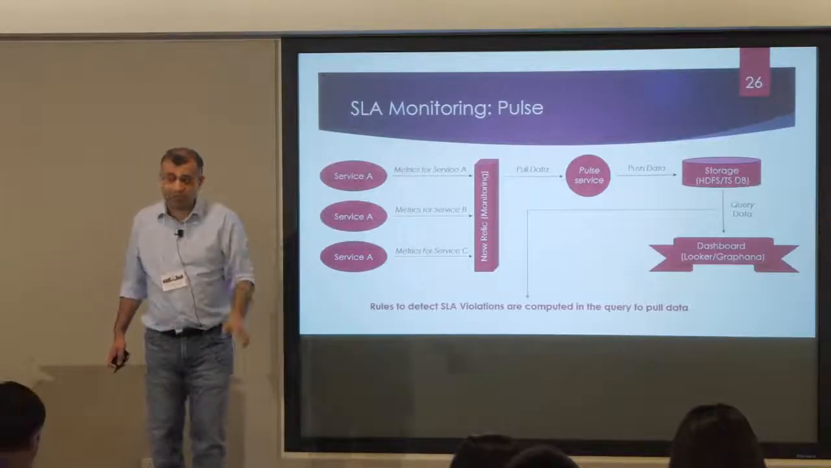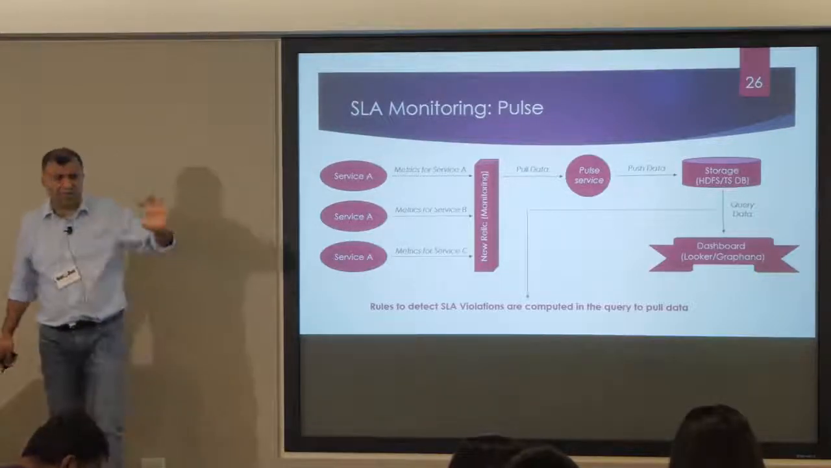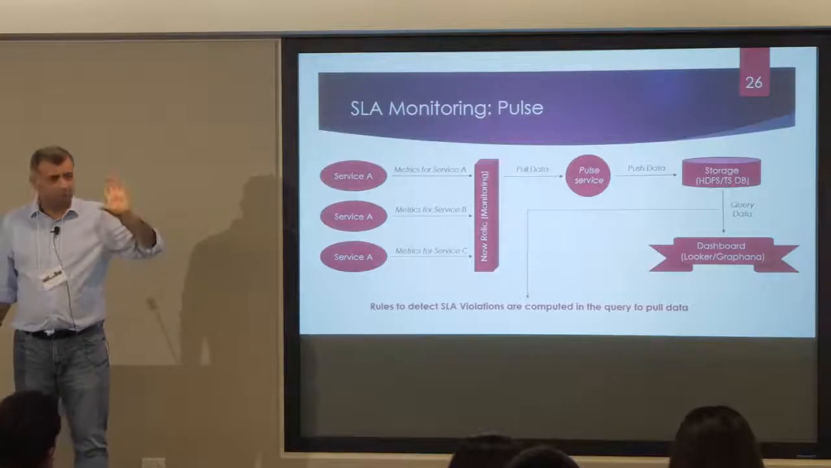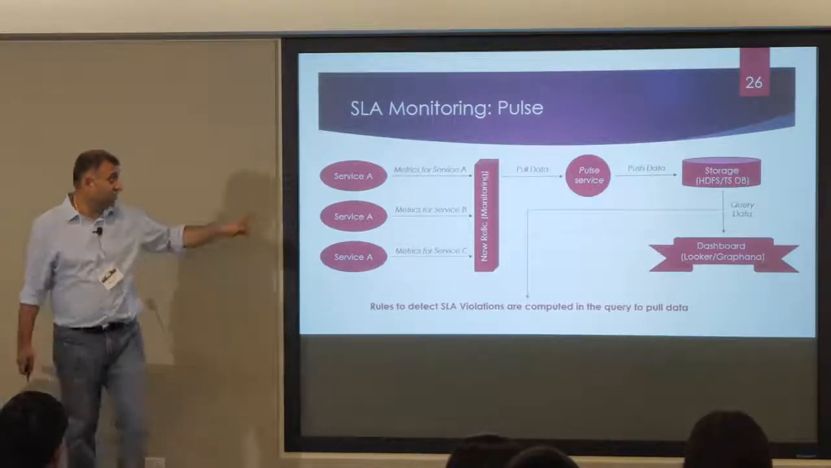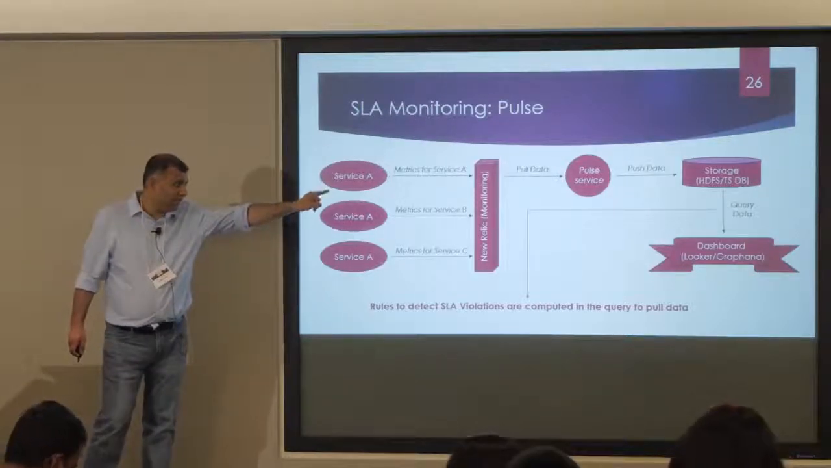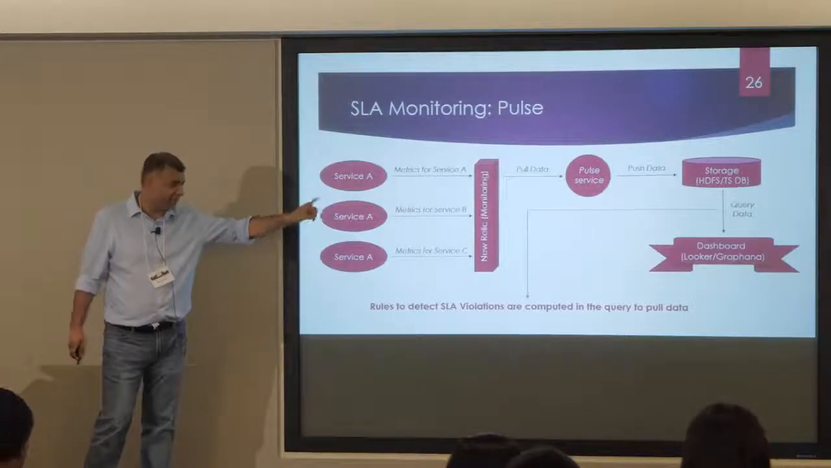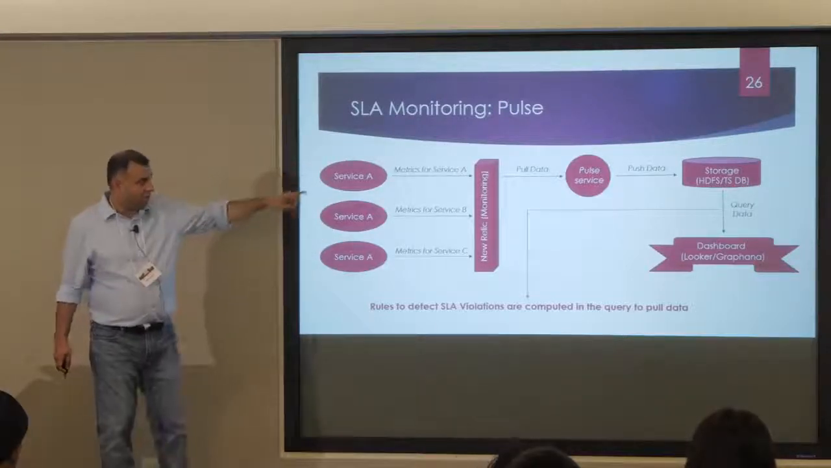So how it works is that you have these services running in production, and they're sending these metrics. New Relic is the tool we use for monitoring. These metrics go to New Relic, and the Pulse service then pulls this data and puts it in storage. Right now, we are using HDFS, but we'll move to a time series database called Prometheus, right? And then we have a dashboard. Right now, it's Looker, but we're moving to Grafana, where all this data is queried.